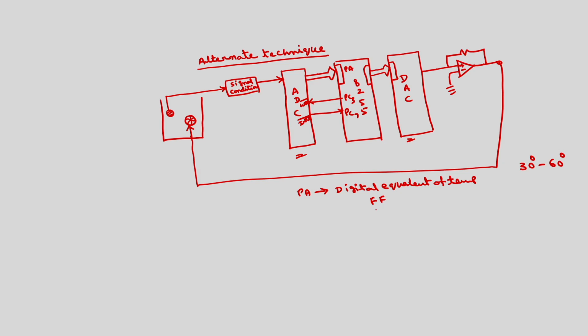For that, what I will do is complement this, I will take the ones complement of this one, so that it becomes 00H. This I will give to the D to A converter. So, you will get 0 volts, and thereby this 0 volts will turn off the fan.